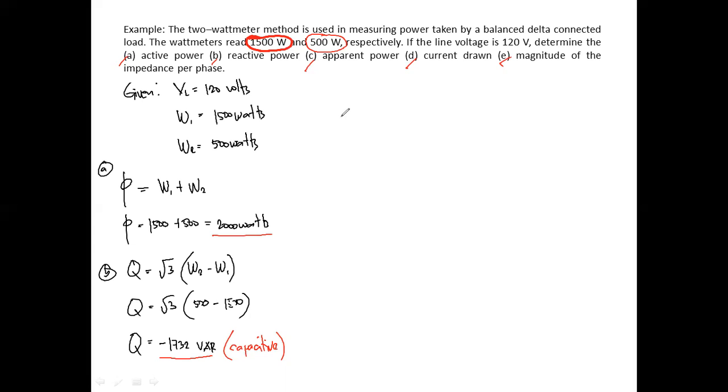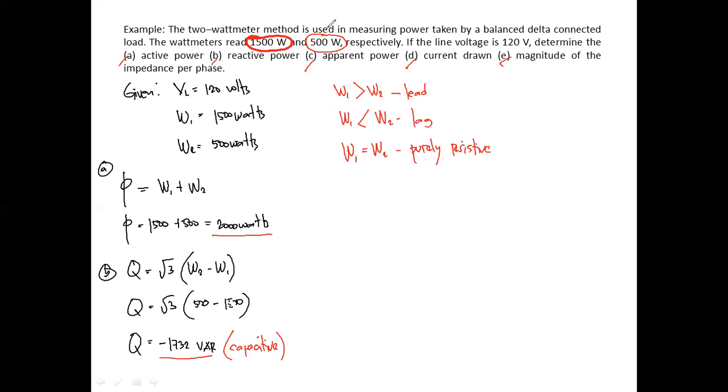As we said, if wattmeter 1 is greater than wattmeter 2, just like in this case, then you have a leading power factor. If wattmeter 1 is less than wattmeter 2, you have a lagging power factor. And if wattmeter 1 equals wattmeter 2, we have a purely resistive load, and therefore Q is 0.